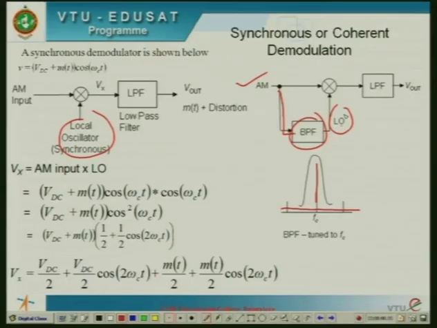The reason why it is called synchronous is because the local oscillator frequency at the receiver is synchronized with respect to the AM signal, and that synchronization is achieved by using a band pass filter. This band pass filter ensures that only the carrier signal FC is allowed, and that signal will be in sync with your AM signal. If you multiply these two, and pass the result to a low pass filter, you will be able to get back m of t, and that is the advantage of the synchronous coherent demodulation technique.